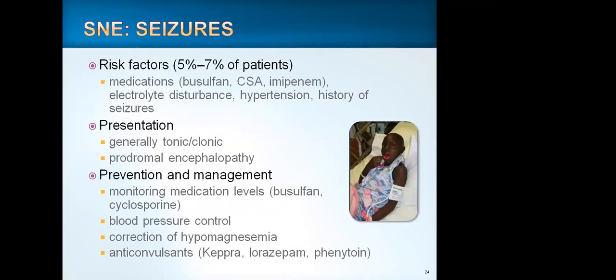Risk factors are medications like busulfan, cyclosporine, and cyclophosphamide is another medication. Presentation: generalized tonic-clonic convulsions will be there. Prevention and management: monitor the medication levels. We are not doing busulfan levels, but cyclosporine levels we generally check weekly once or weekly twice. If levels are high, we have to reduce the dose and monitor very closely. Blood pressure monitoring is very important.